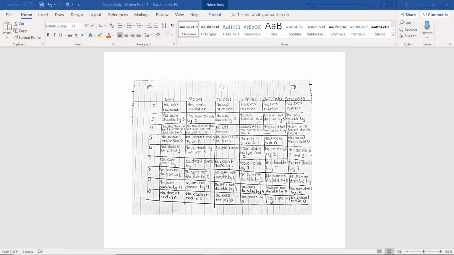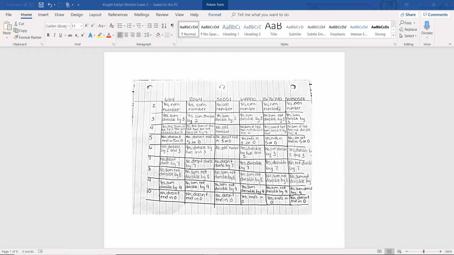5 and 10 are also very simple. If a number ends in a 5 or a 0, it is divisible by 5. So we've only got one number here, and that's this one up here. For 10, if it ends in 0, it's divisible by 10. So this one up here ends in 0, so it is divisible by 10, and this one as well. I'm sorry, I missed that one.